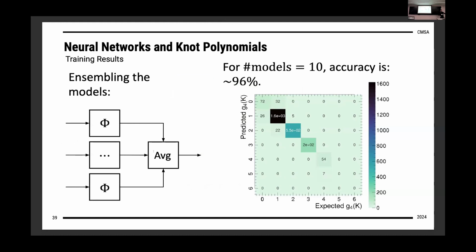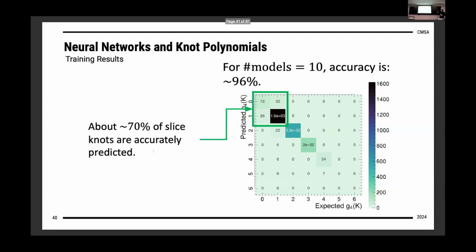Essentially they are trained on different partitions of the data set with different random initializations, and you combine them into this whole ensemble of neural networks and use that for predicting. Now, the overall accuracy only increases by 1%, so from 95 we get to around 96. But the interesting thing is that when predicting the slice knots, the accuracy goes up to 70%. So it's now slightly better at distinguishing genus 1 and genus 0 from each other.